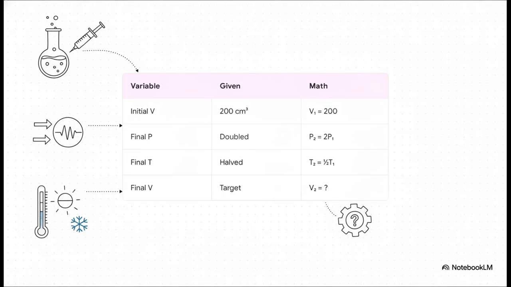Okay, the absolute crucial point here is extracting our variables correctly. The best way to beat any complex word problem is to translate those English words right into mathematical statements. So our initial volume, V1, is 200 cubic centimeters. Easy enough. Then, when the text says the pressure is doubled, that just means P2 equals 2 times P1. Next up, the absolute temperature is halved, which simply means multiplying our initial temperature by 1/2, so T2 equals half of T1. And finally, our target unknown is our final volume, V2. Having this clear little roadmap is half the battle won right there.